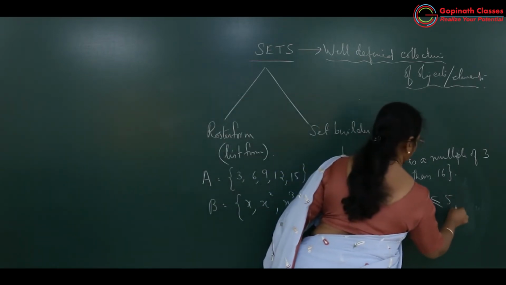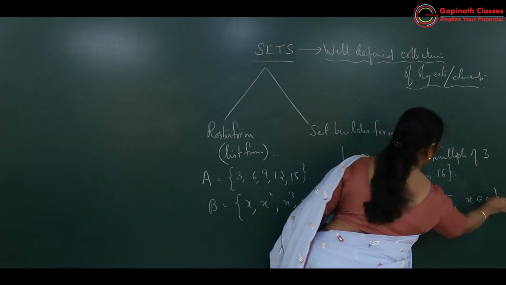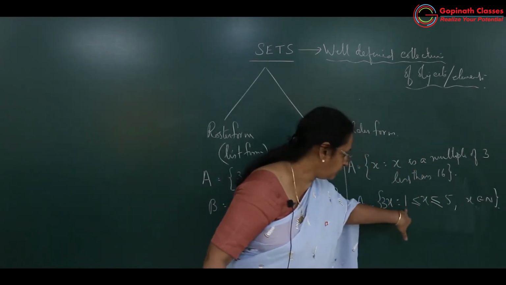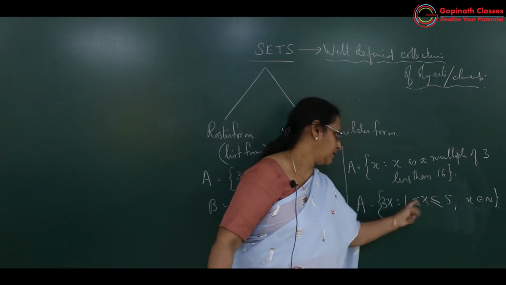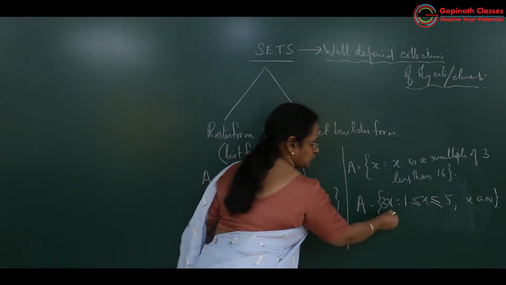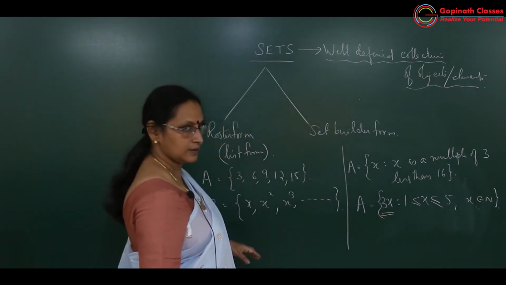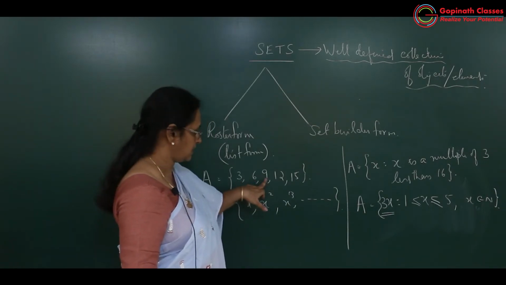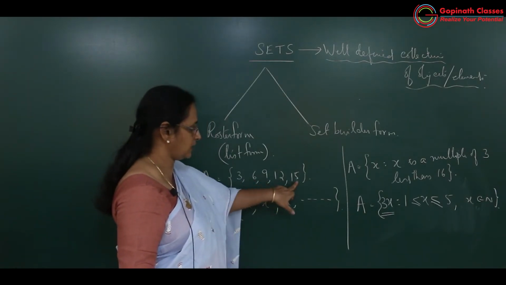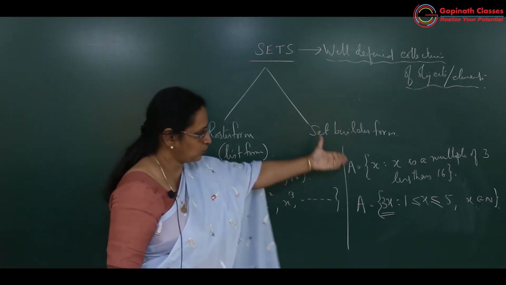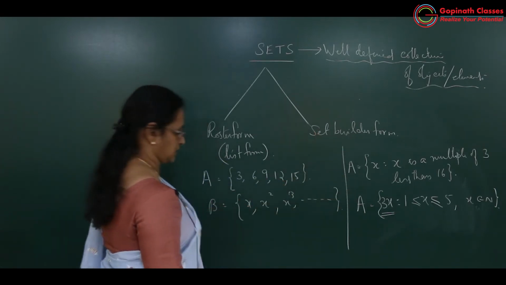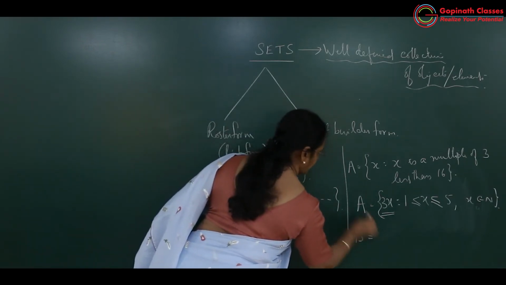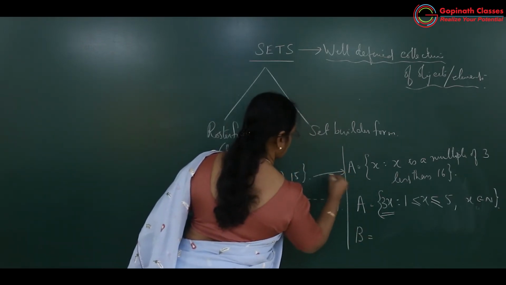Where x belongs to N. Look at it. Natural number between 1 and 5, and the set of 3x's. 3 1s are 3, 3 2s are 6, 3 3s are 9, 3 4s are 12, 3 5s are 15. So, in both ways we can write. What about this? I can write this in the set builder form as B is equal to. So, this is about A.